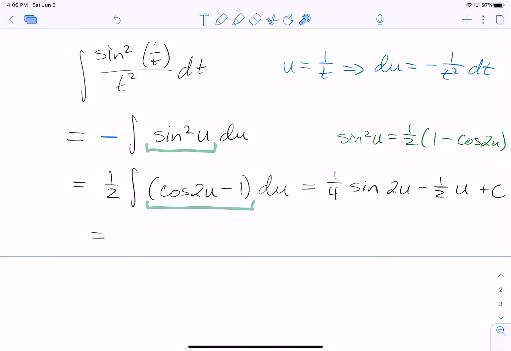Our original integral was in terms of t. We now have an answer in terms of u. So we're going to write this as 1/4 times the sine of 2 over t minus 1/2, well, 1 over 2t plus c.